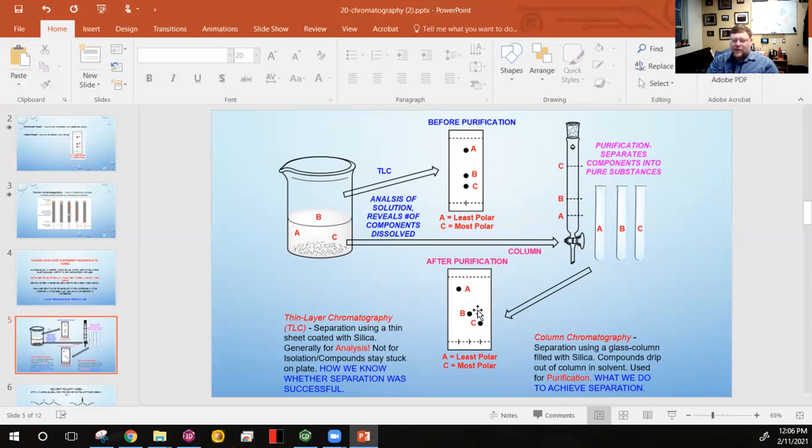And if you run a TLC on those test tubes, what you hopefully will see is there'll be a test tube with only A, won't have B and C in it. There'll be a test tube with only B, won't have A and C in it, and then there'll be a test tube with only C in it.